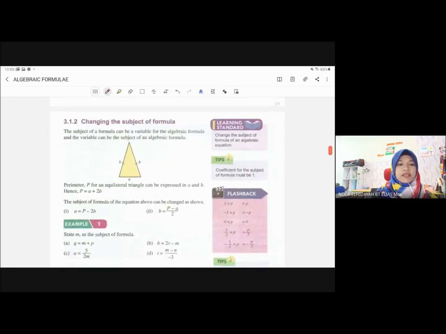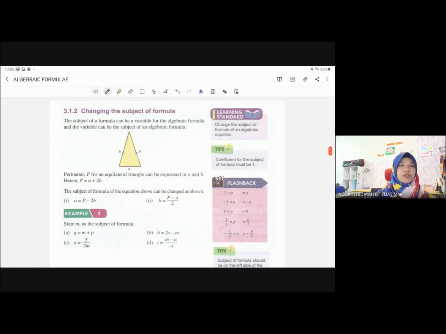Now we look at 3.1.2, changing the subject of formula. In 3.1.1, you have learned how to write a formula based on the subject of the formula given. Now we will look at how we change the subject of the formula. Look here: the subject of the formula can be a variable of the algebraic formula, and the variable can be the subject of an algebraic formula. What does that mean? Reading it may be confusing.